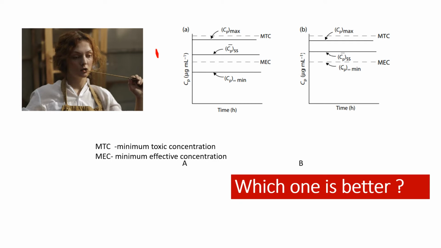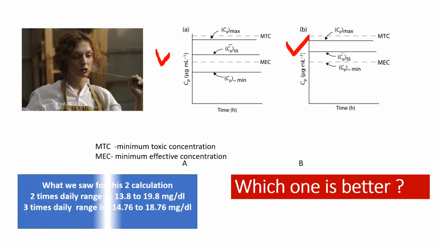There are two graphs, figure A and figure B, and we need to find which one is better. MTC refers to minimum toxic concentration, and MEC refers to minimum effective concentration. Here you can see the steady state plasma concentration, max and mean, and this is the mean. It is far below the minimum effective concentration. What it means is that at some point of time the drug will be less effective, and this is very important if it is an anti-infective drug, especially antibiotics, as well as antiviral or antifungal drugs.